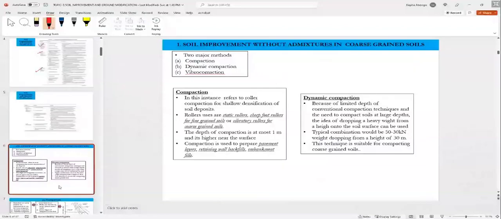So let's start with the soil improvement without admixtures, in constant soil. We have major methods: compaction, dynamic compaction, and vibro compaction. Okay, I'll change that later. Now, compaction is just the shallow densification of soil deposit.